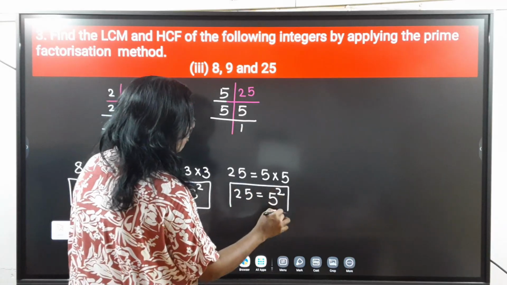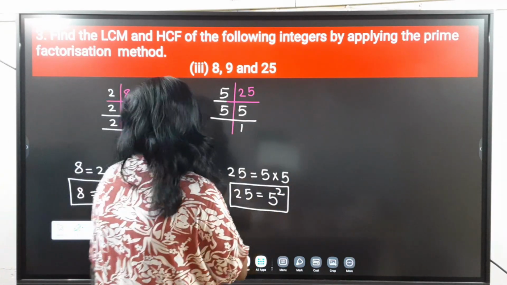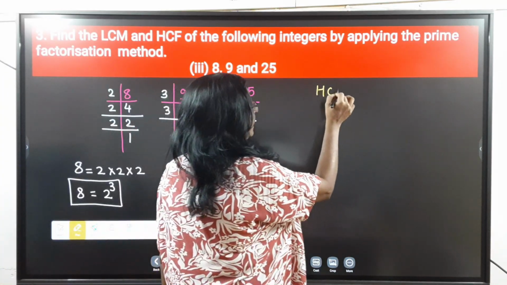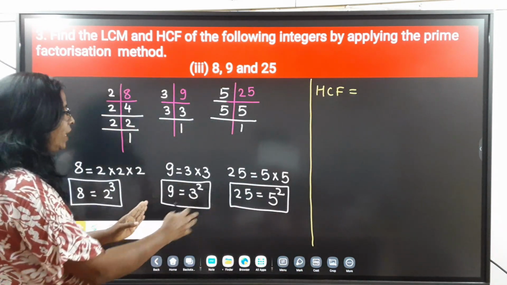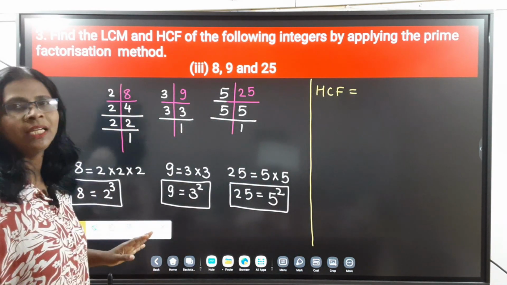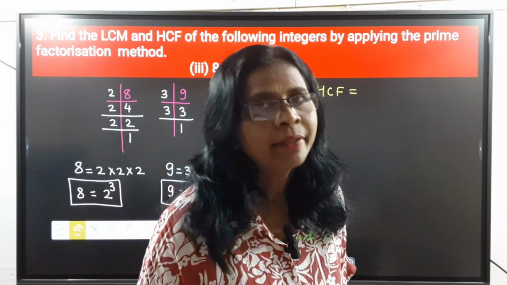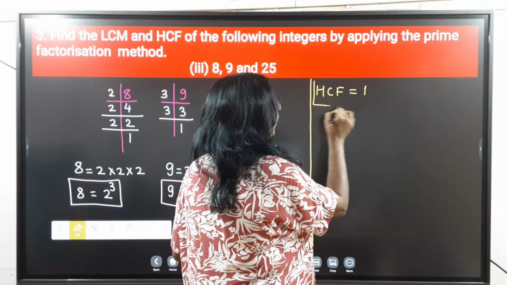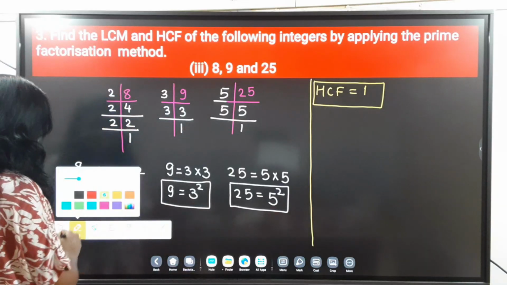Okay students, now first we find out the HCF. HCF is equal to the common factor between these. So no one is common between these three numbers. That means the common prime factor is 1. Okay, the common prime factor is 1. So I write HCF as 1. Okay students, and then finding out the LCM.